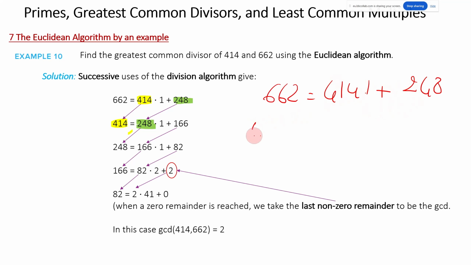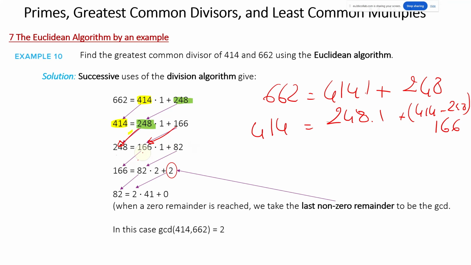Then again, 414 is going to be equal to this remainder times 1, plus what remains after I take 248 and remove it from 414. Let me write it this way: minus 248. So this is going to be 166. Then I take 248 again, take 166, and remove it from it. So it's going to be 82, and I keep going until I actually have a remainder of 0.